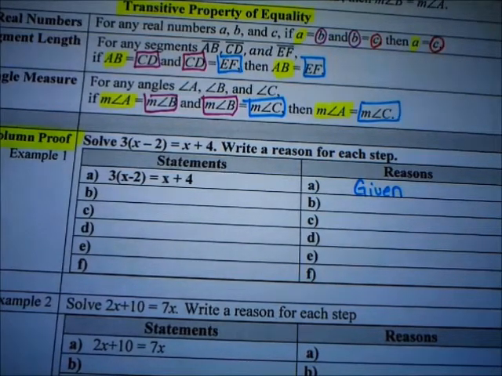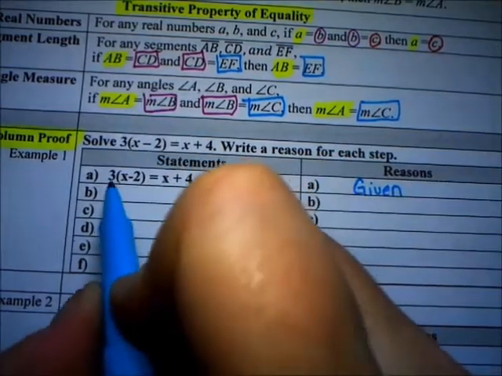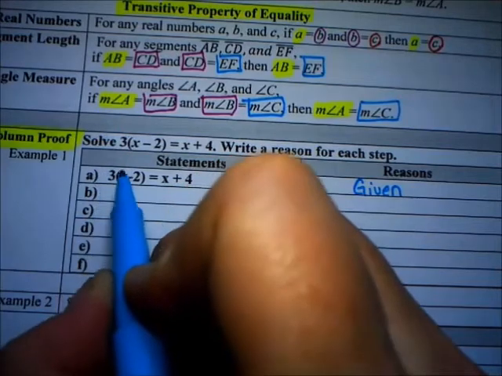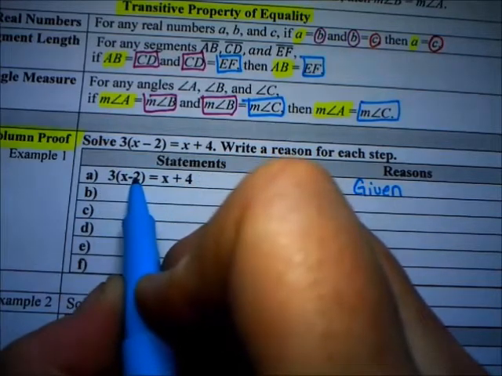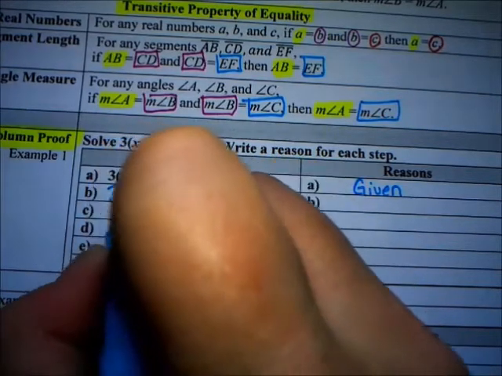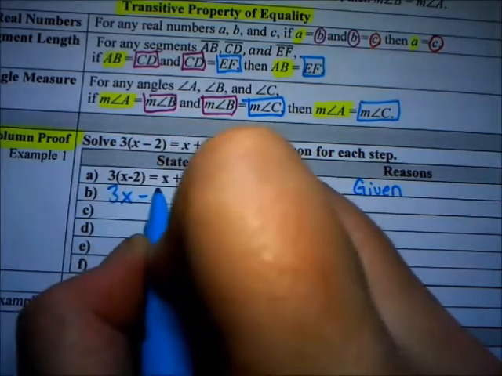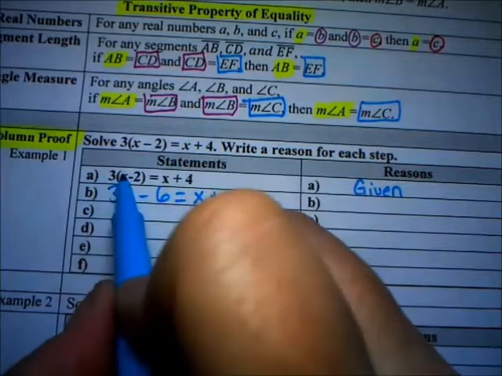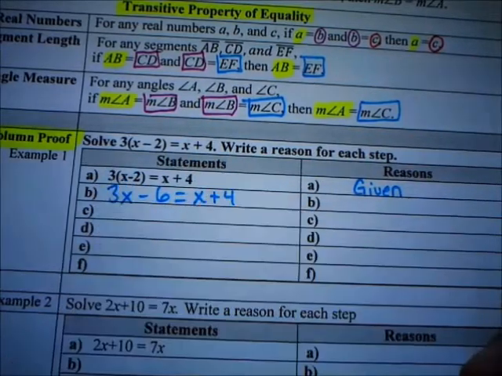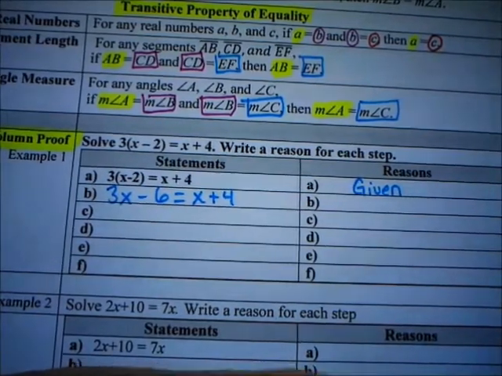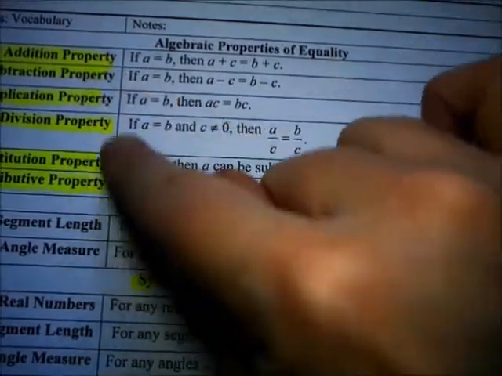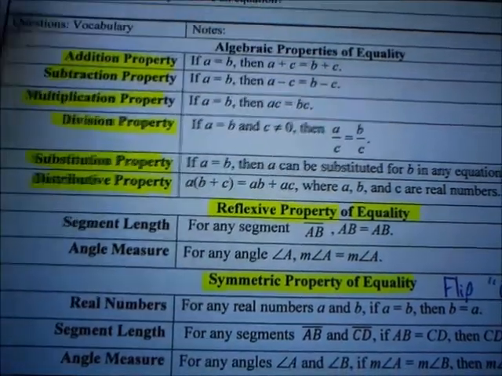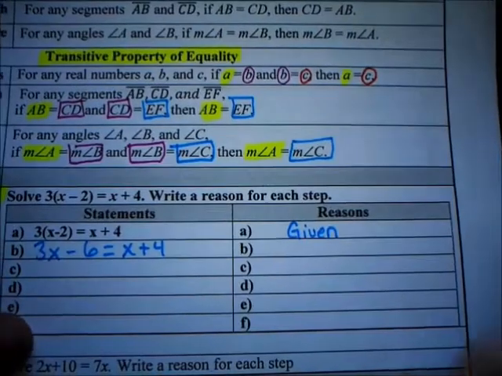Now, if I was going to solve this problem, I'd have to get rid of the parentheses, which means I would have to multiply 3 times x and 3 times negative 2. Well, that becomes 3x minus 6 is equal to x plus 4. So this process of multiplying 3 into my parentheses is called what property up here? Which one of those properties multiplies into the parentheses? Well, this is going to be the distributive property.